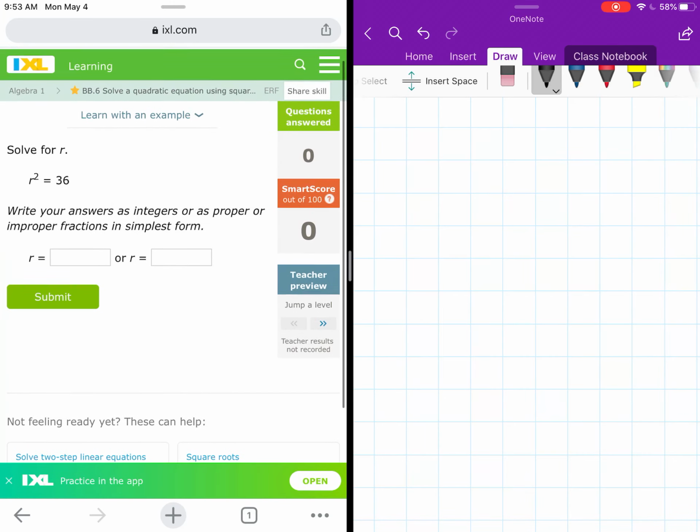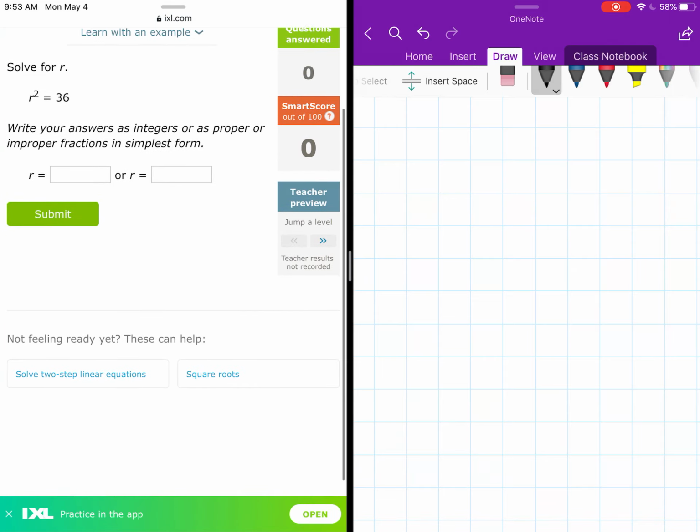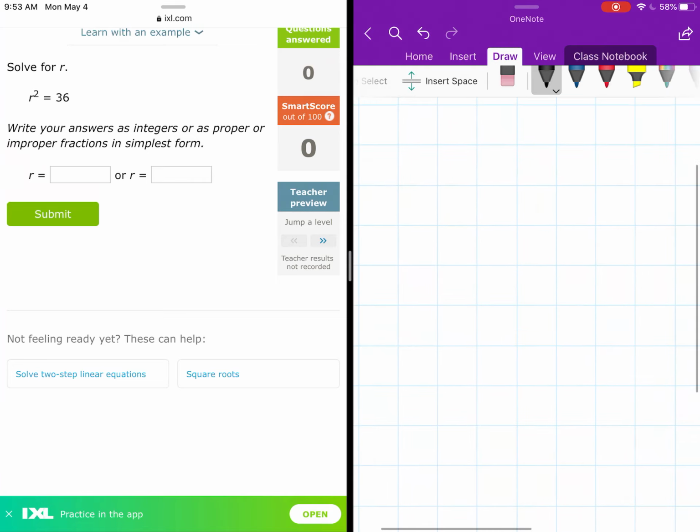For this next topic, this is topic BB.6, solve a quadratic equation using square roots. So what we're going to be doing in this topic is solving by taking the square root of a number. Now, oftentimes you're going to see something like this.